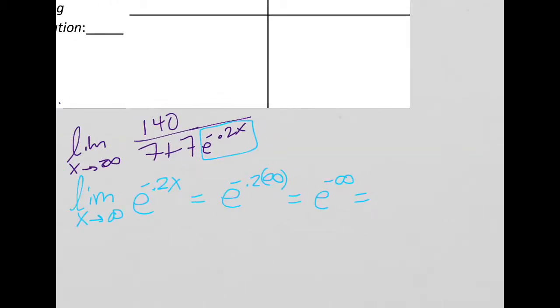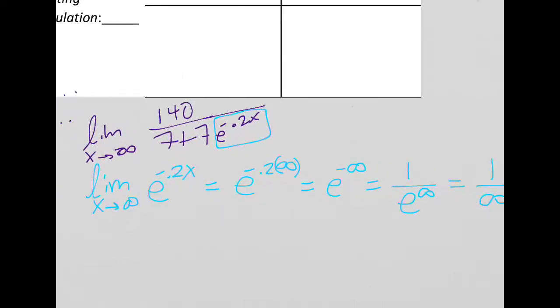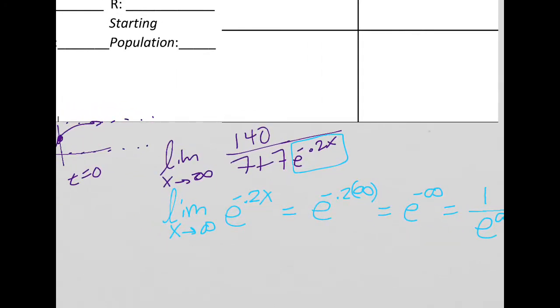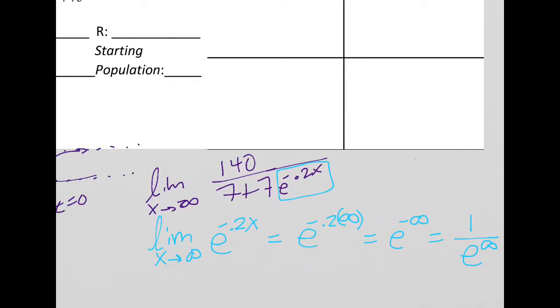E to the negative infinity is like saying 1 over e to the infinity. And e to the infinity is infinity, so this is like saying 1 over infinity, which is like saying 0, because we have a really big number in the denominator. So this whole term, e to the negative 0.2x, goes to 0. So we get 7 times 0 right there. 7 times 0 is 0. So this term goes away. And we just get 140 divided by 7.